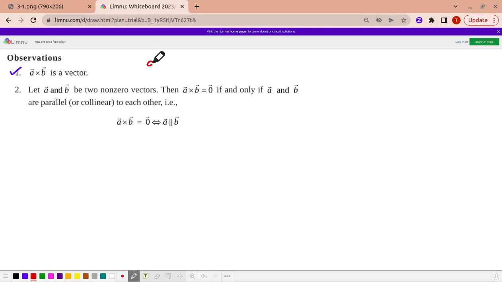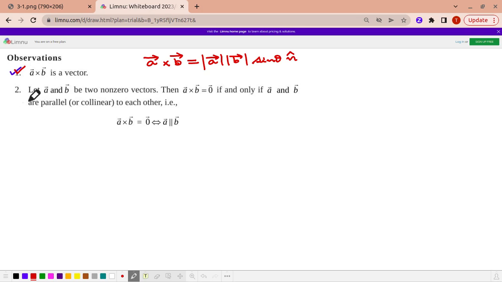that A cross B is equal to mod A, that means magnitude of the vector A, into magnitude of the vector B, into sin theta, where theta is the angle between the vectors A and B, and n cap, where n cap is a unit vector perpendicular to both the vectors A and B, or you can say perpendicular to the plane containing the vectors A and B. So, A cross B is a vector. The first point is understood.